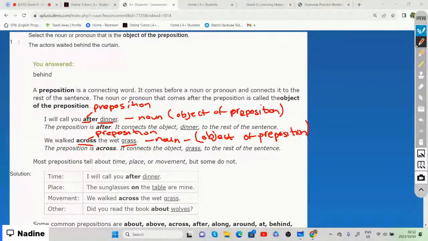So far we have identified our preposition, which we said is a connecting word. Our preposition comes before a noun or a pronoun, and it basically connects that noun or pronoun to the rest of the sentence. The noun or pronoun that comes after the preposition, we call the object of the preposition.